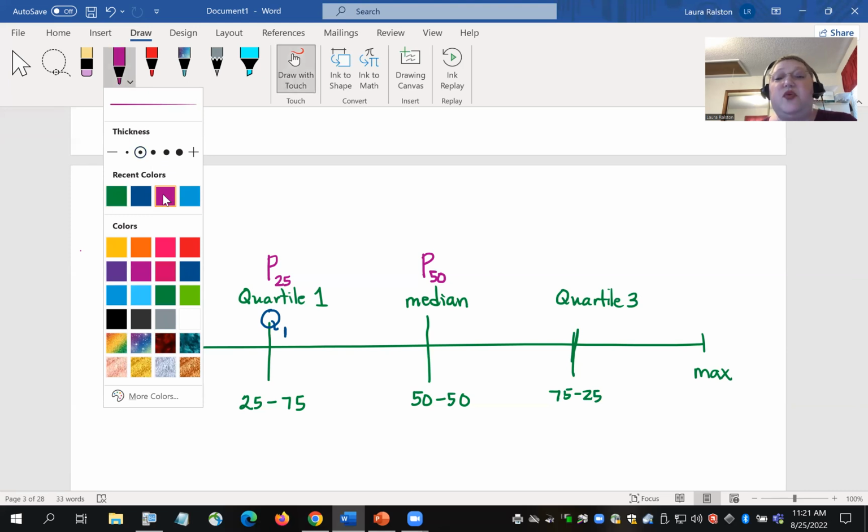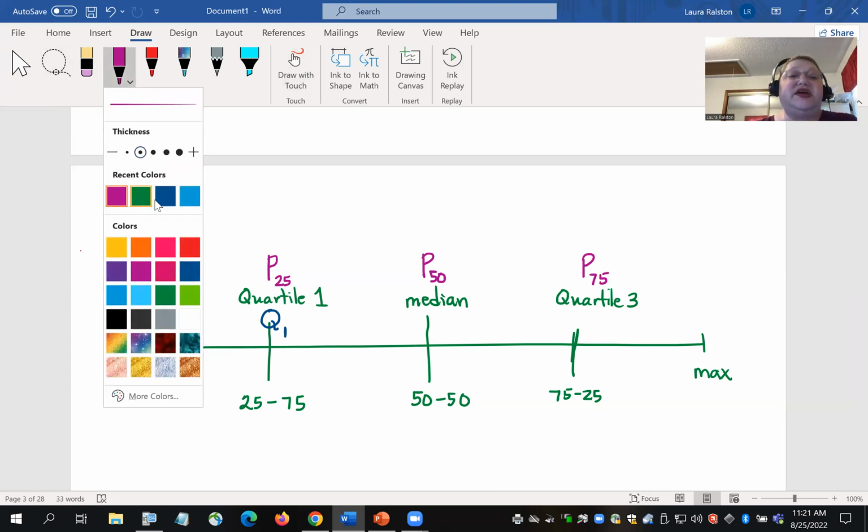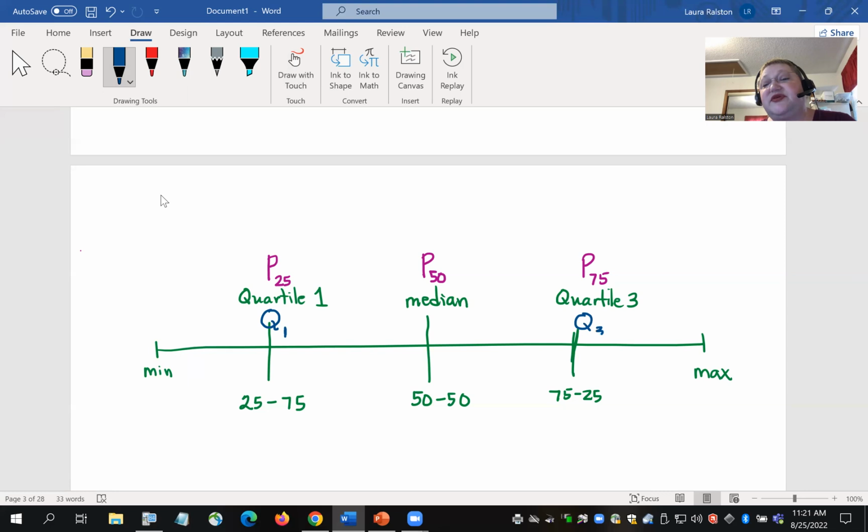Quartile 3, 3/4 is 75, so that would be percentile 75. The abbreviation we use would be Q for quartile with a subscript of 3. You don't see it used very often, but I will mention that the median is technically quartile 2. So quartile 2, percentile 50, and median all represent the same point. Percentile 25 and quartile 1 represent the same point. Okay, so just be aware of that.